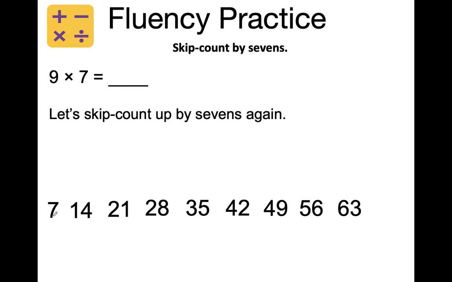I'm going to want to show you guys that this is a really good strategy for us to know our sevens facts. You can skip count. So we have 7, which is 1. 7 times 1 is 7. 7 times 2 is 14. 7 times 3 is 21. 7 times 4 is 28. 7 times 5 is 35. 7 times 6, 42. 7 times 7, 49. 7 times 8, 56. And then 7 times 9 is 63. So this is our answer.